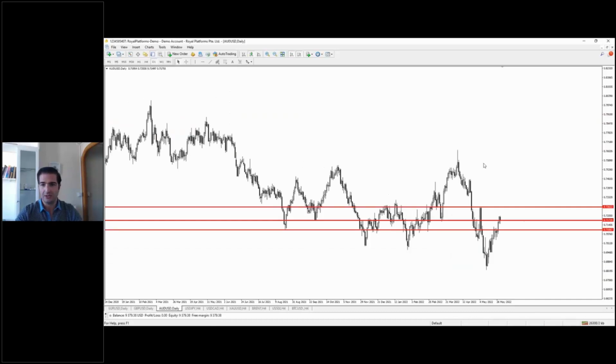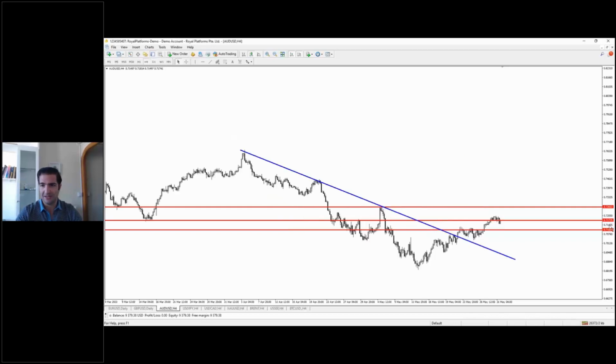So the Australian US dollar managed to break the structure here to the upside. So we have higher highs, higher lows. We're not in a downtrend anymore on the daily time frame. So the bigger picture is to the upside.